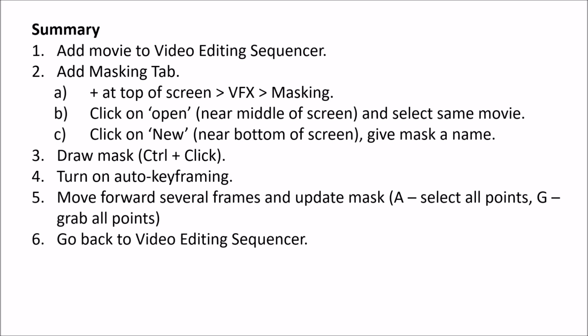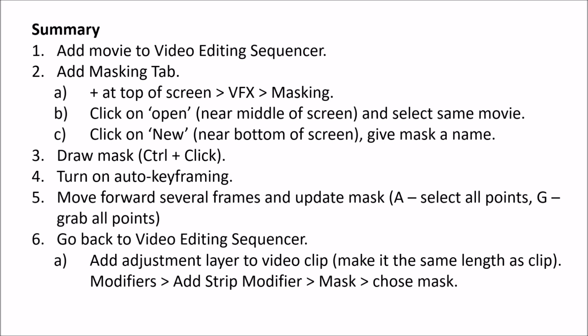Once you're done moving that mask and auto keyframing it through the entire sequence, you then just need to go back to the video editing sequencer, and then we add an adjustment layer to the video clip, and you have to make it the same length as the clip, right? And you do that again. Once you've done that, we need to then go ahead and add a modifier to that adjustment layer. So you click on modifiers, add strip modifiers, mask, and then choose the mask that we had created.